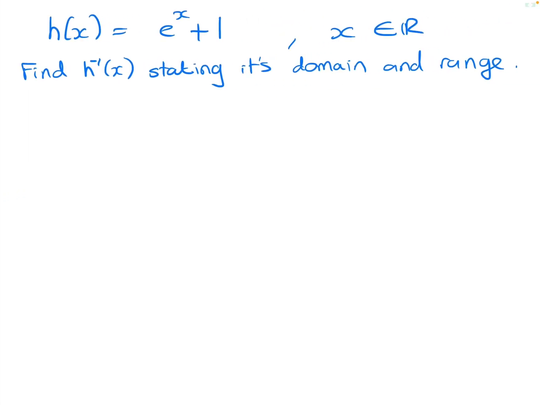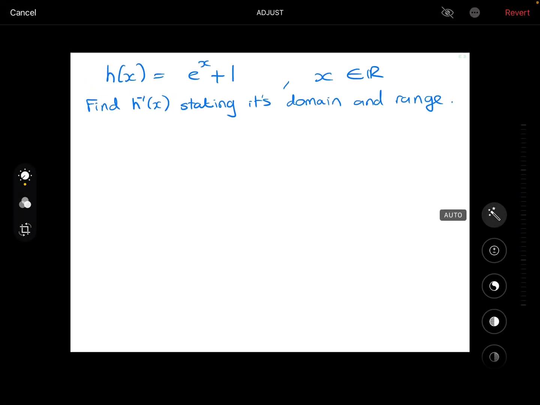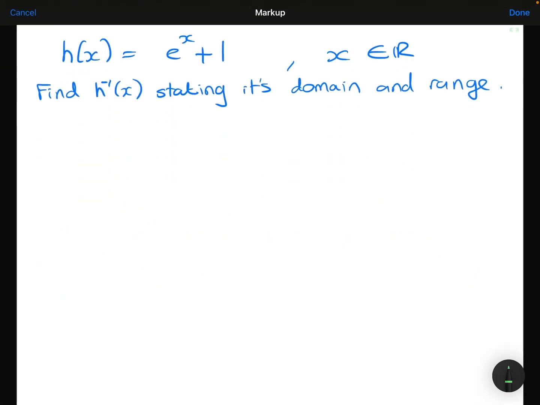So, if I had a function, getting a bit more complicated now, a function h of x equals e to the power x plus 1, where x can be any real number. So that's the domain of the original function. I want to find the inverse function, and I want to state what the inverse function's domain and range is.